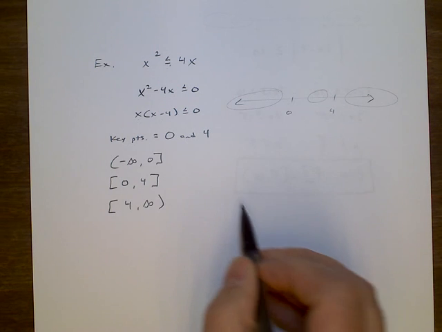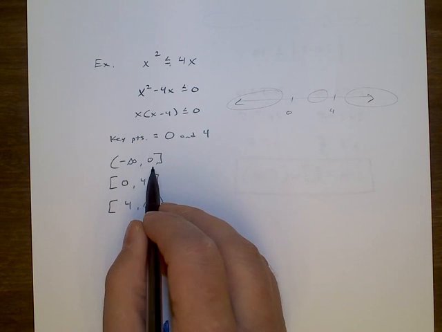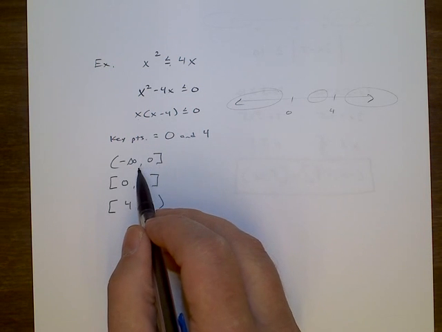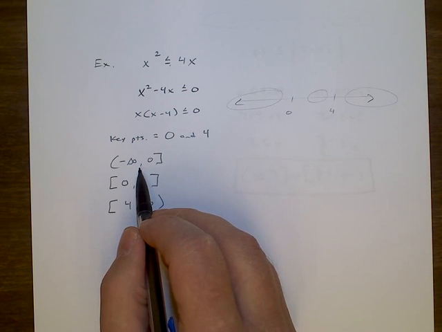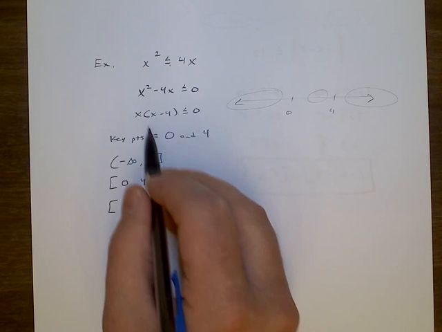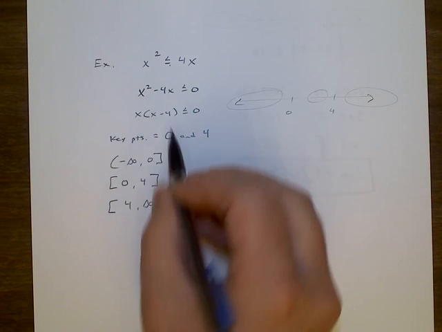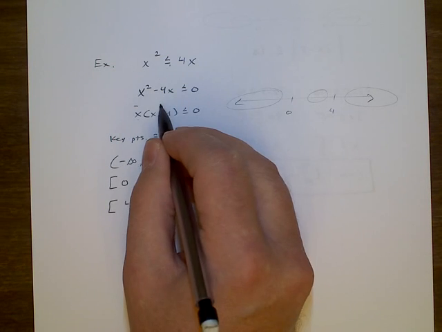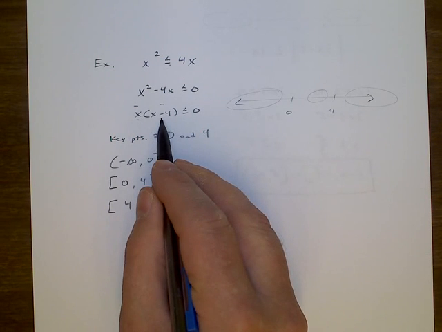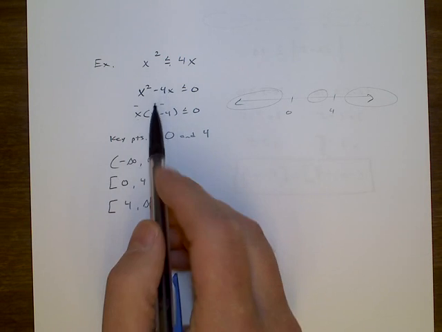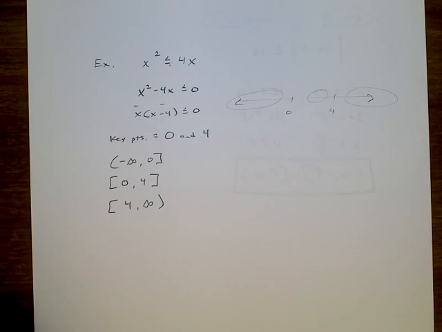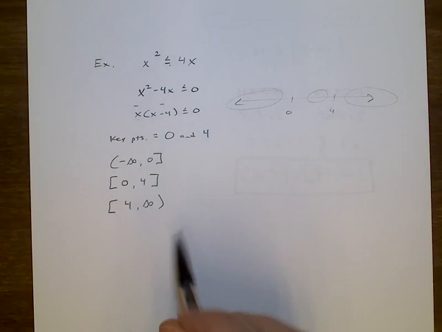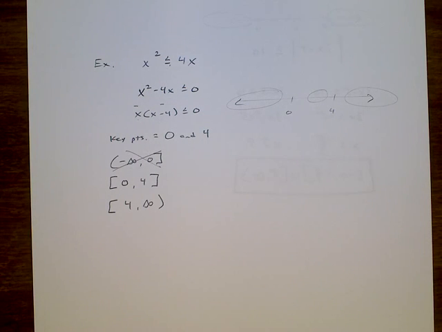So we can take any value inside here and look at the factors. If I chose something like negative 1,000 and I plug it in here for x, this part is going to be negative, and this part is going to be negative, because negative 1,000 minus 4, of course, is negative. A negative times a negative is positive, which is not less than or equal to 0, so that is not part of my solution set.